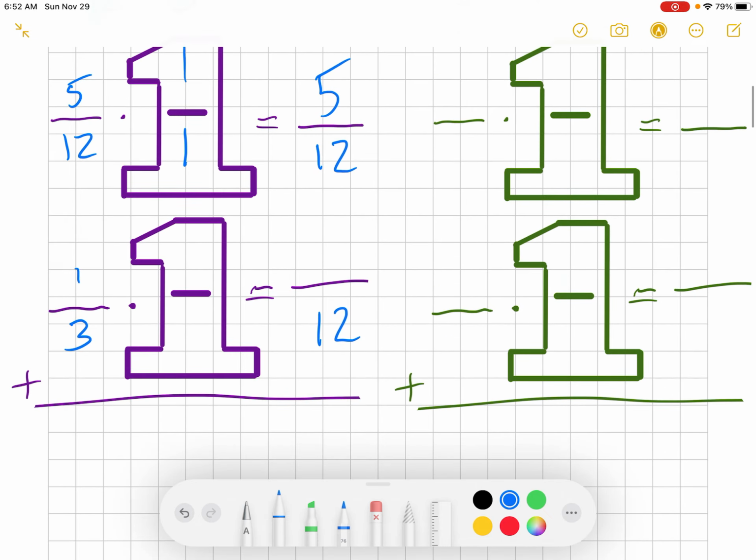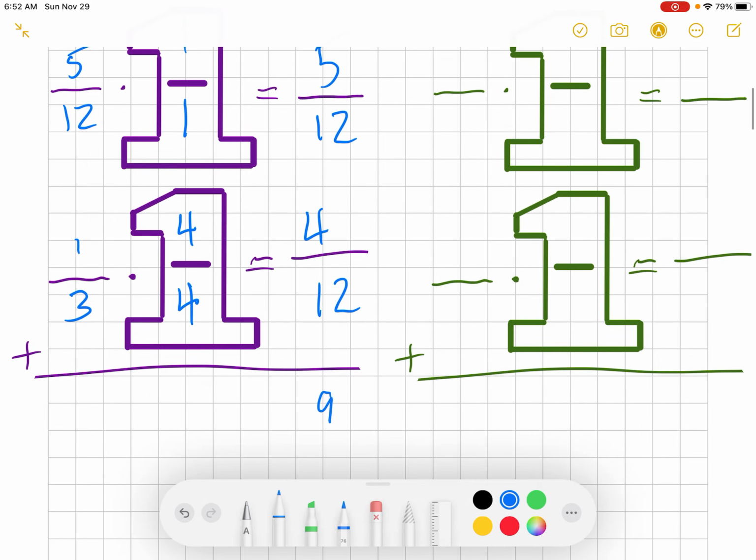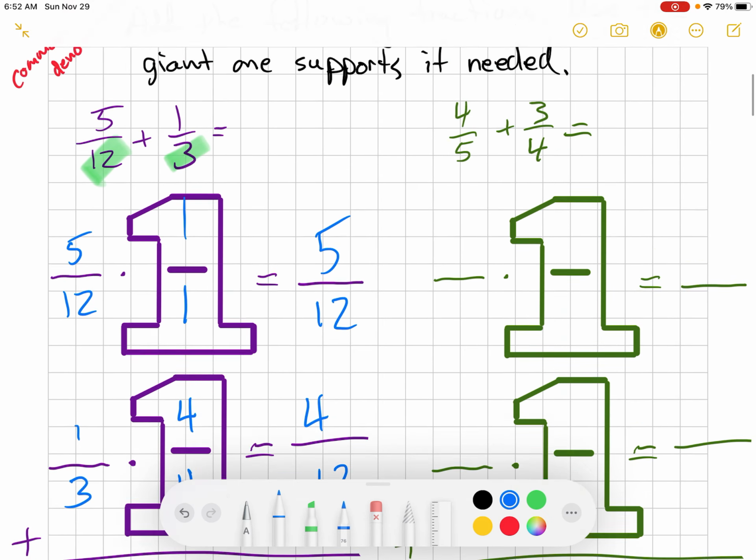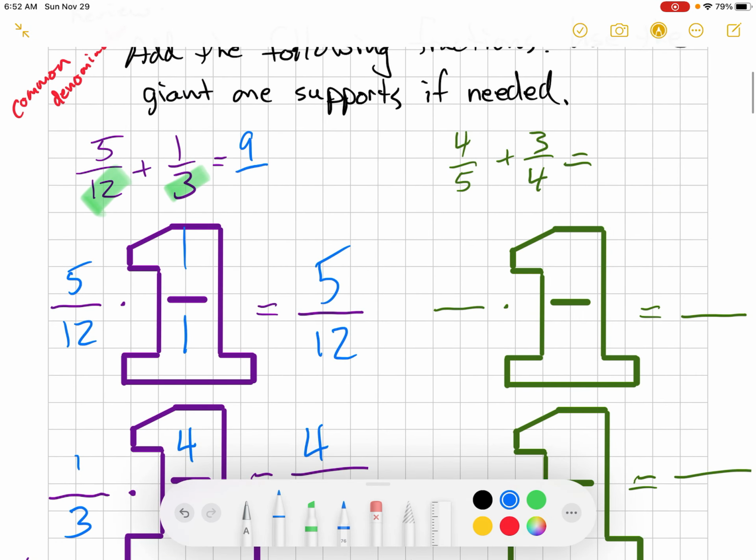But let's look down here. I have 3 times what number is 12? That has to be 4. Right, 3 times 4. But to be a giant one, this also must be 4. So 1 times 4 is 4. So now I say 5 twelfths plus 4 twelfths is, right, 9 twelfths. So my answer is 9 twelfths.